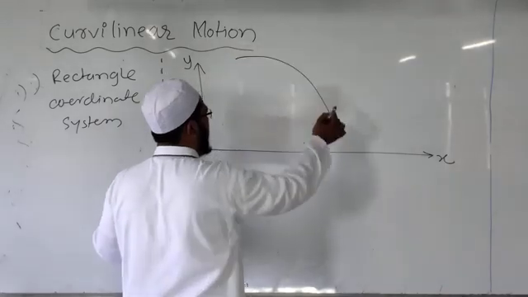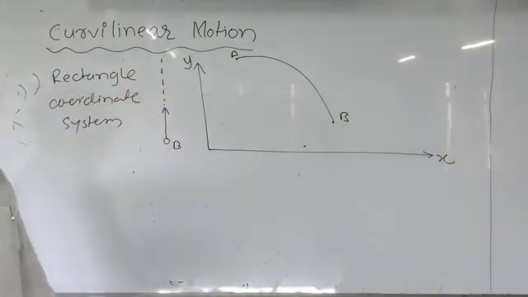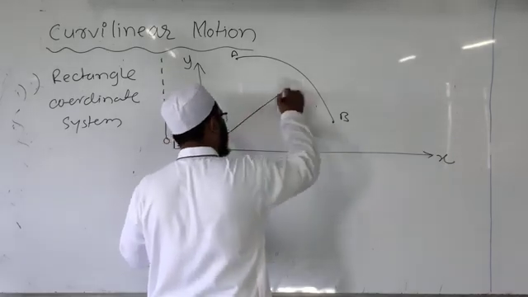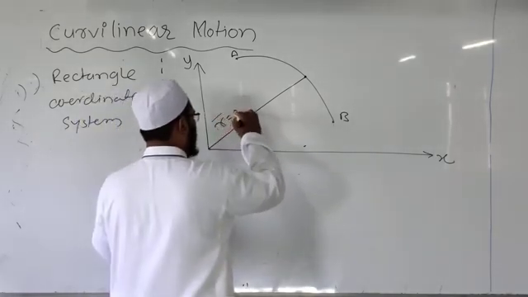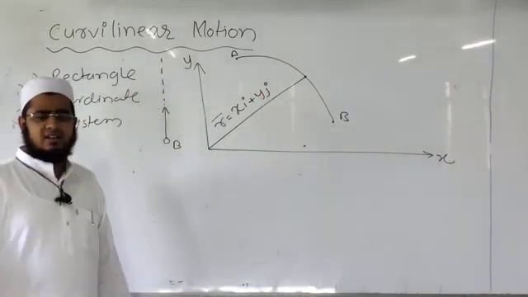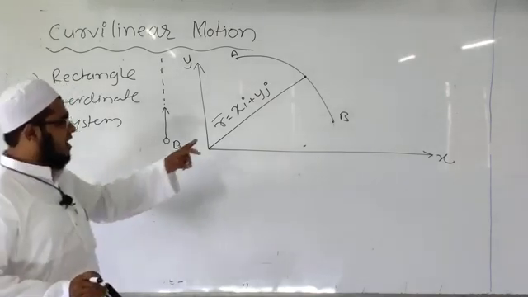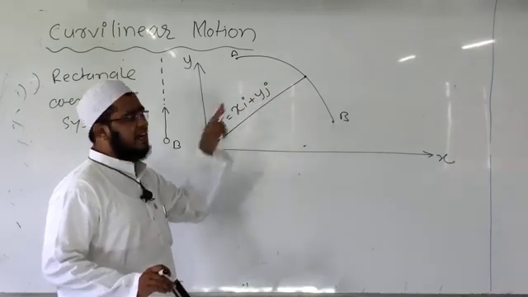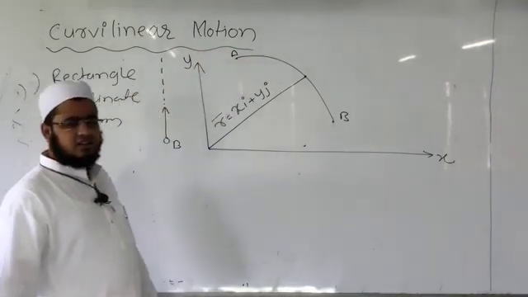Assume that a particle is moving from position A to B, performing a curved path, moving along a curvature. So the position of this particle can be described with the help of the position vector r bar equal to x i plus y j, where i and j, as we already learned in earlier classes in vectors, are unit vectors in X and Y direction respectively, and x and y are the coordinates.